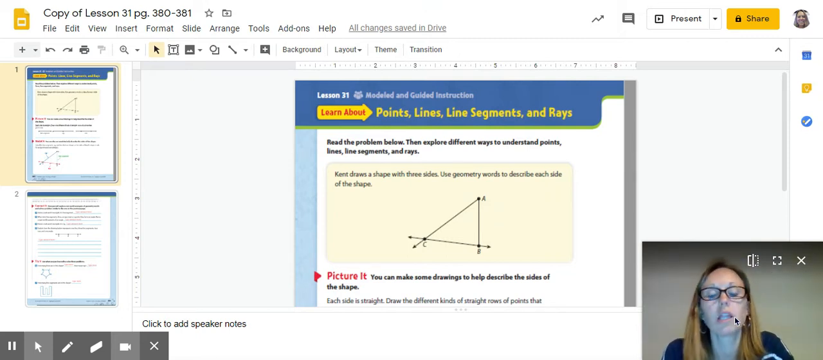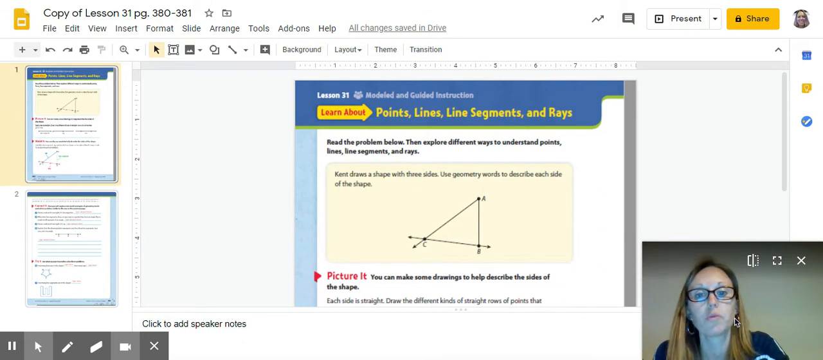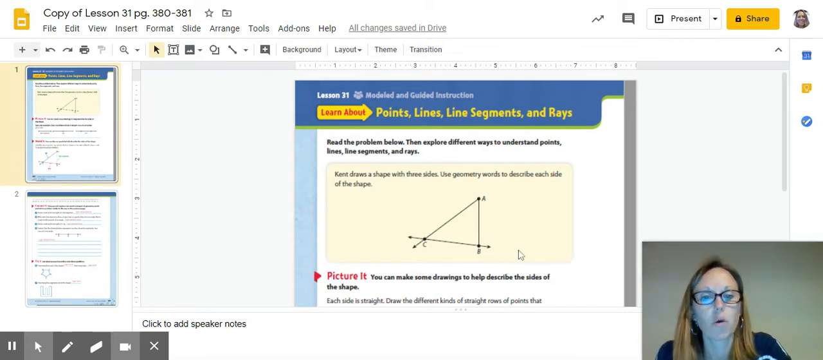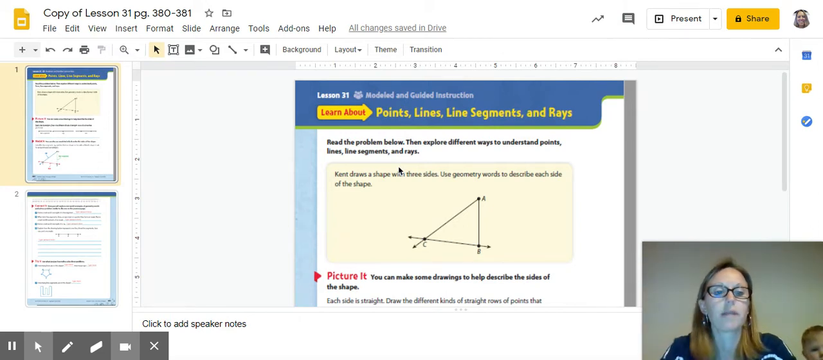So we've been working a lot with angles lately, and we are going to take a look at the more specific vocabulary and the parts that make up that angle. So we're on page 380 and 381 in your books, but you do not need to do it in your books. You're going to do it here on the Google slide because this will be shared with you. I'm going to go over it with you, and then you just need to complete it on this Google slide.